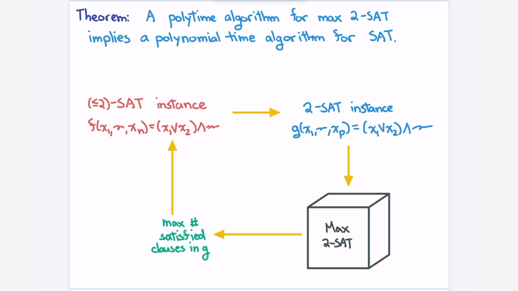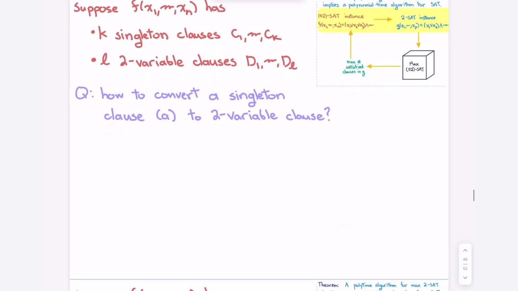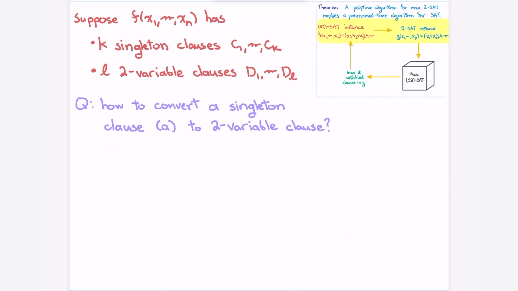So we already know that maximizing less than or equal 2-sat is pretty tough. And now all that's left is trying to convert it to a 2-sat formula. Hopefully it'll be easier to go from less than or equal 2-sat to 2-sat compared to 3-sat down to 2. So all we really need to do is address the singleton clauses, right? You have a less than or equal 2-sat formula and want to turn it into exactly a 2-sat formula, so it's only the clauses with one variable that we need to worry about.